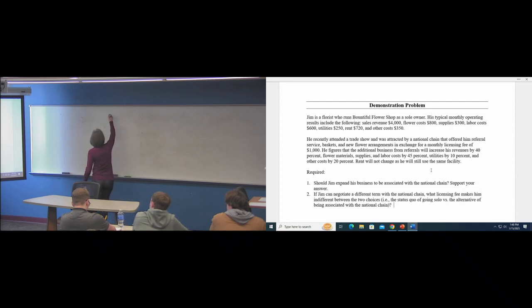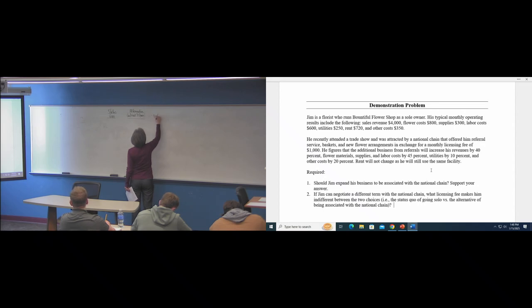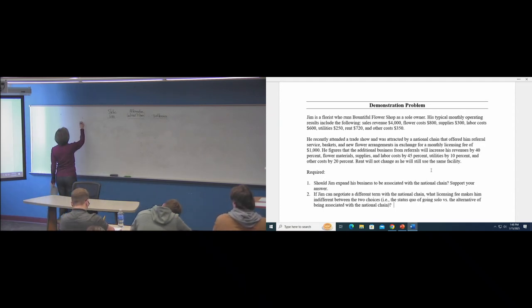So we need a status quo column, which means what? The current situation, okay? We need the alternative, which is with the national chain. And then the third column just highlights the differences between the two. And down the left side, this is where I put my income statement information. So we've got sales revenue, and then we have costs, and I'll list them out here for you so you guys have them.